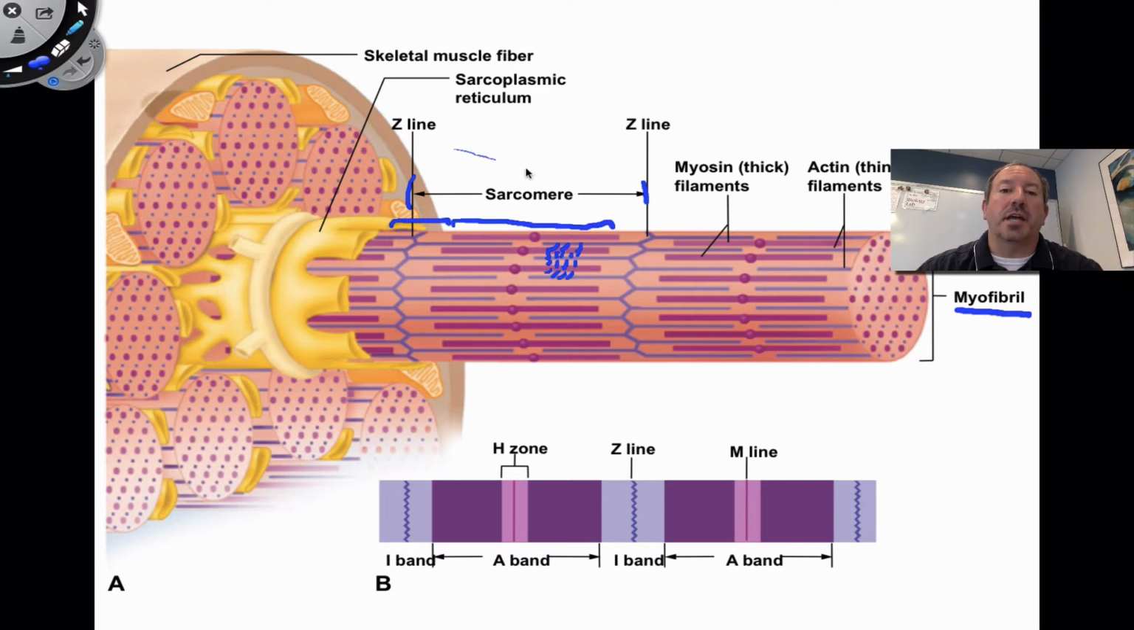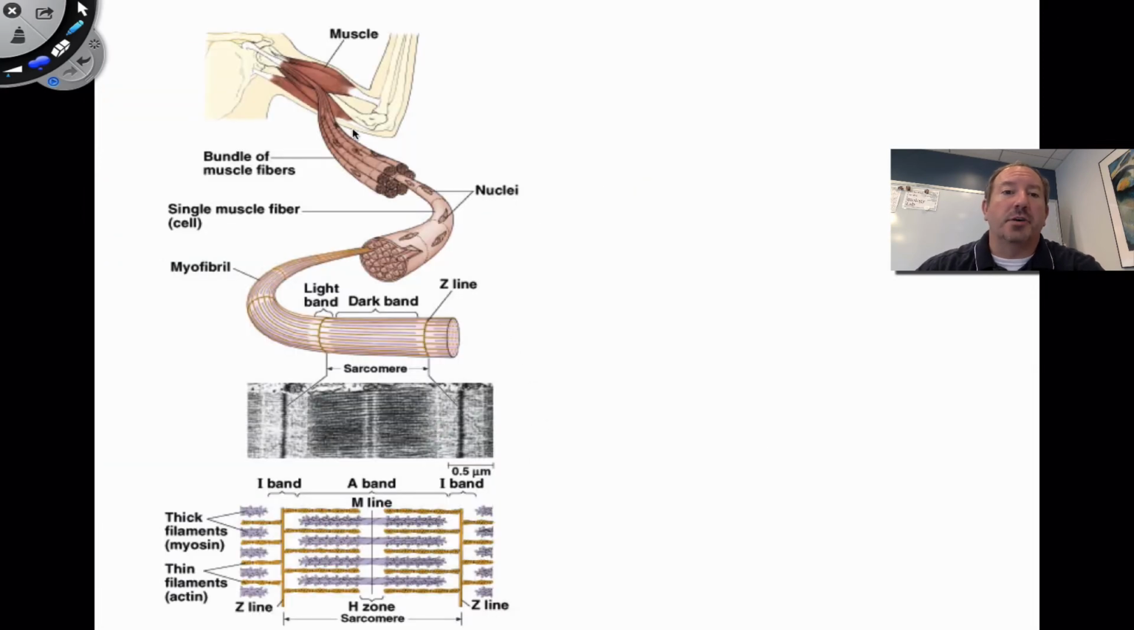And the sarcomere is going to get short. And that's basically what's happening in muscle contraction. And so again, breaking the muscle down to its sarcomere subunits.